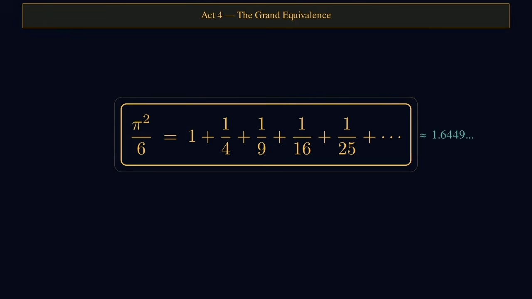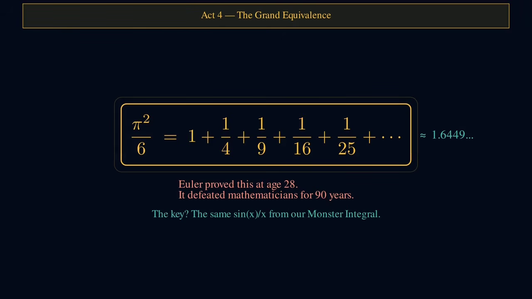Euler proved this at 28 years old. It had defeated every mathematician in Europe for 90 years. And the key to the whole proof was the same sin x over x that lives at the heart of our monster integral from before.